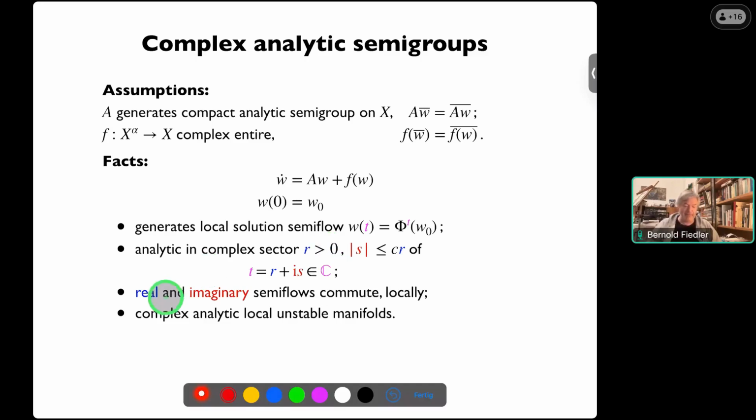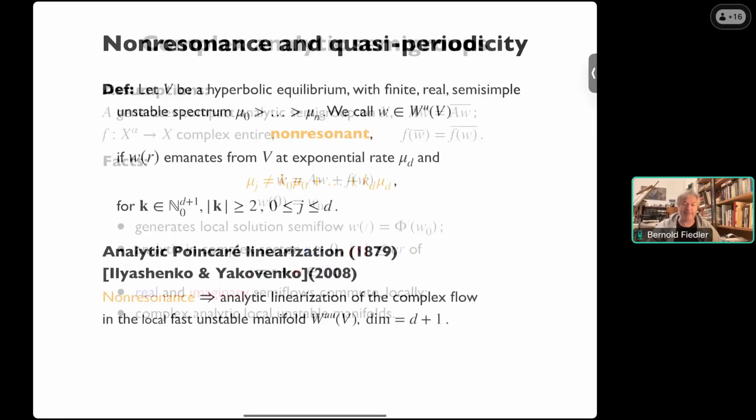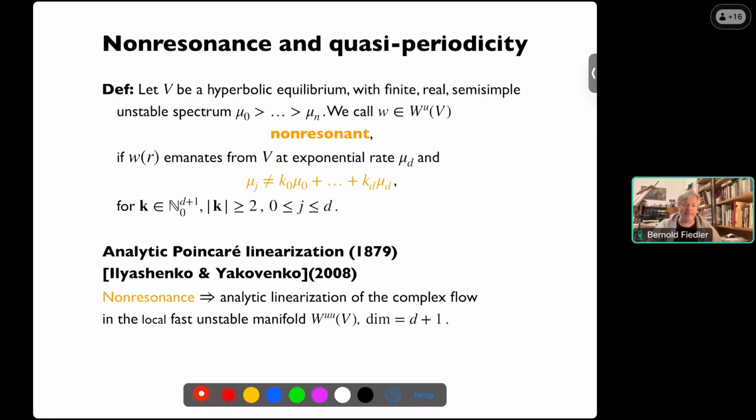And the point is that real and imaginary semiflows commute. You see, of course, I can study such an equation in real time. But what I forget then is that all these real-time solutions have a secret relation to each other because they are connected by a commuting flow in imaginary time. Okay. And let me point out that local unstable manifolds are analytic.